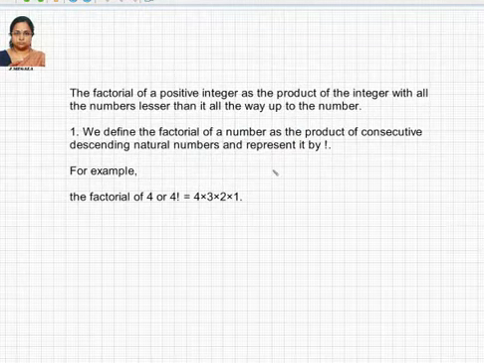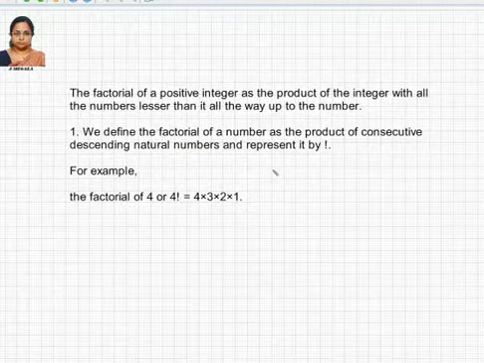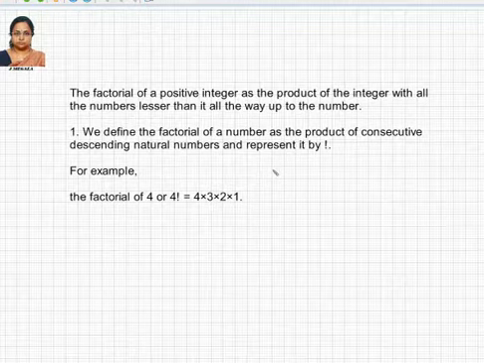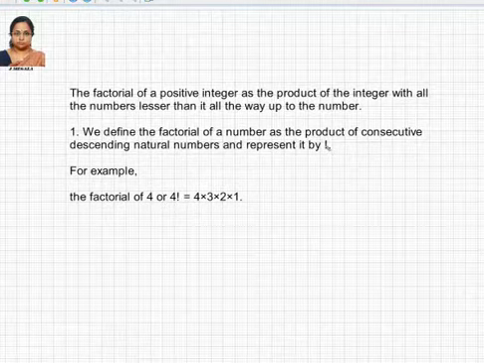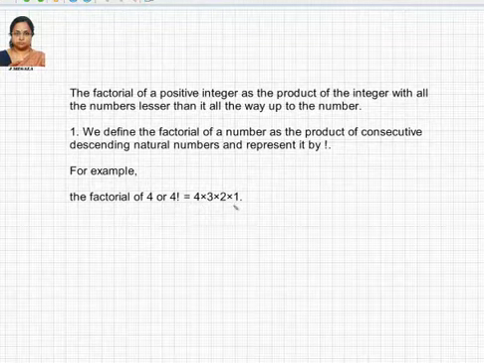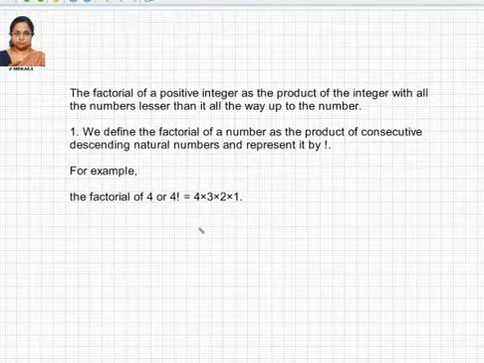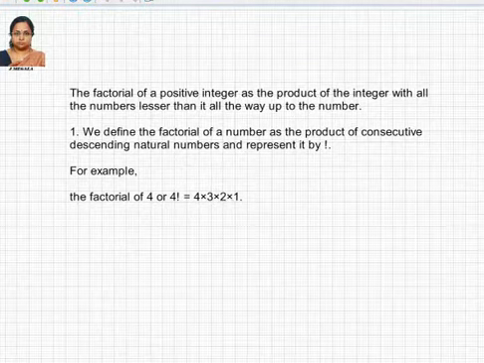So basically you should know what you mean by factorial. The factorial of a positive integer is the product of the integers with all the numbers lesser than it, all the way up to the number. Factorial is normally represented by this symbol here. When you say 4 factorial, it's nothing but 4 into 3 into 2 into 1. So you start with that number and multiply till 1. That is what is called 4 factorial. If it is 5 factorial, one more number will be added: 5 into 4 into 3 into 2 into 1.